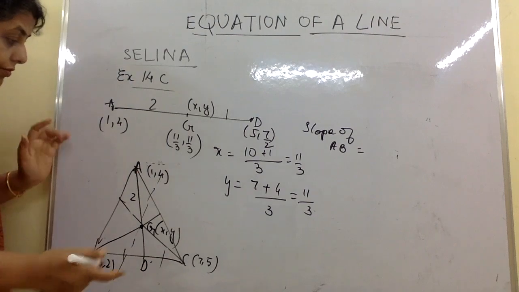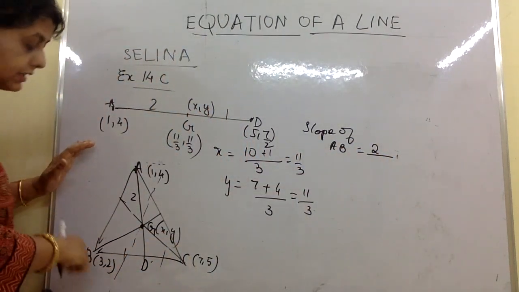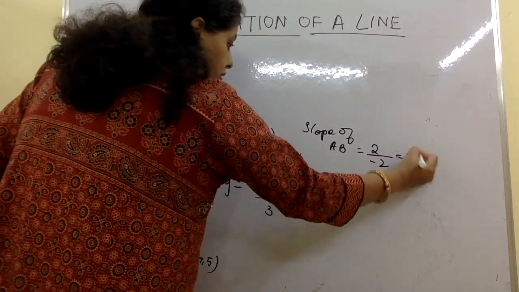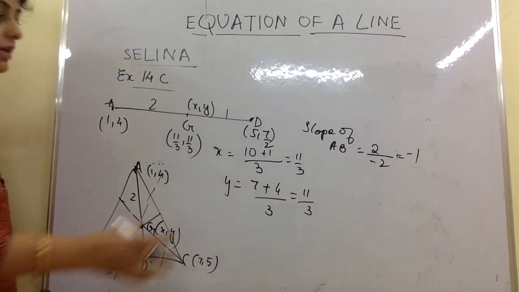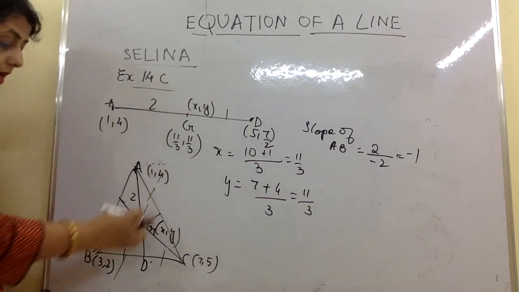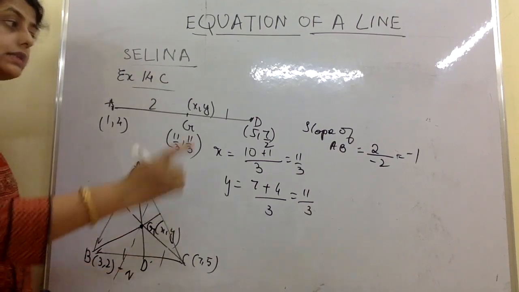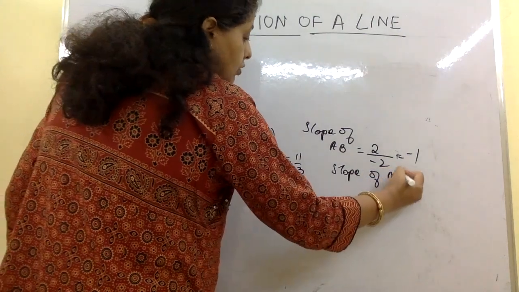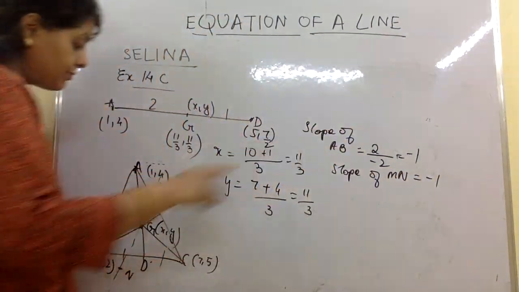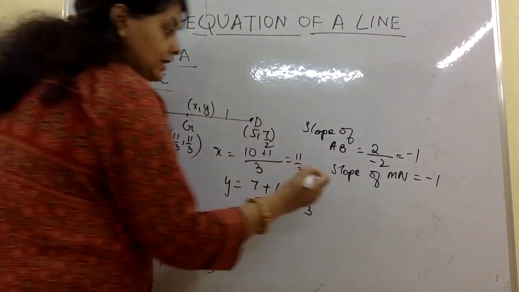So 4 minus 2, that is 2, and 1 minus 3, that is minus 2. So slope is minus 1 for AB. So for this line which is parallel to it, I can name it as MN. Slope of MN is also equal to minus 1, and MN passes through G also. So let me now substitute all that and find c.